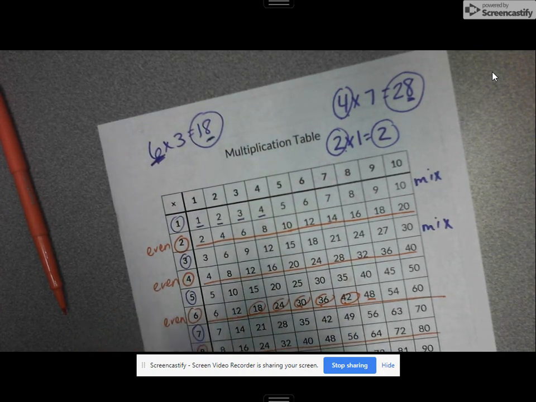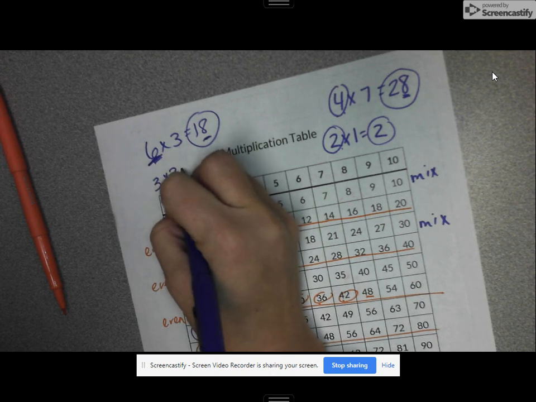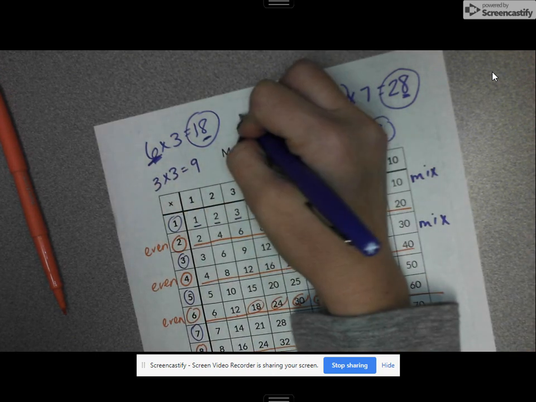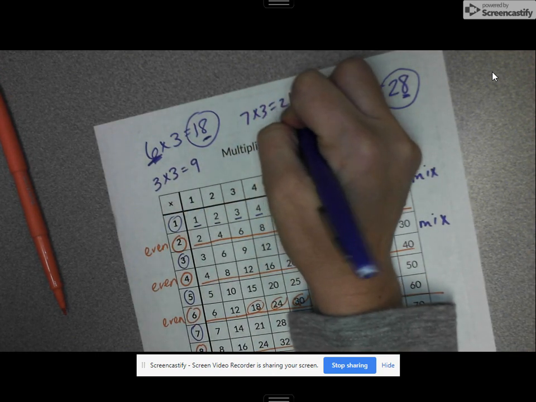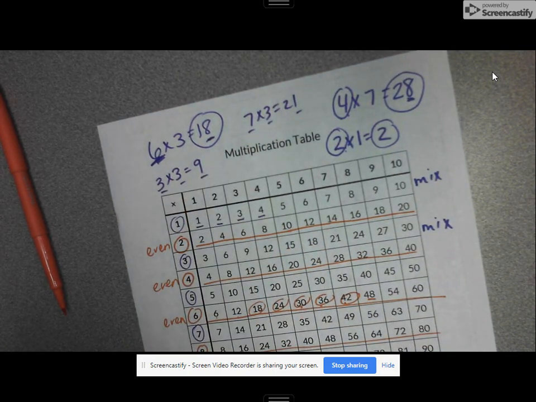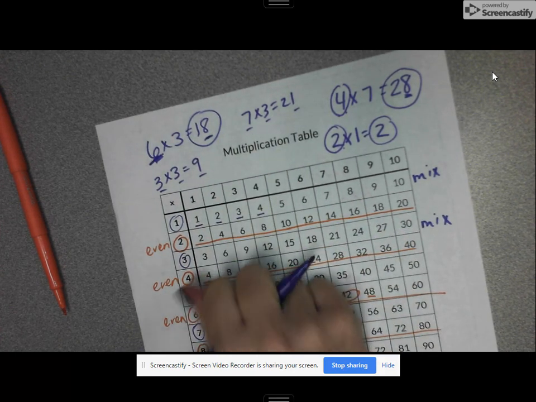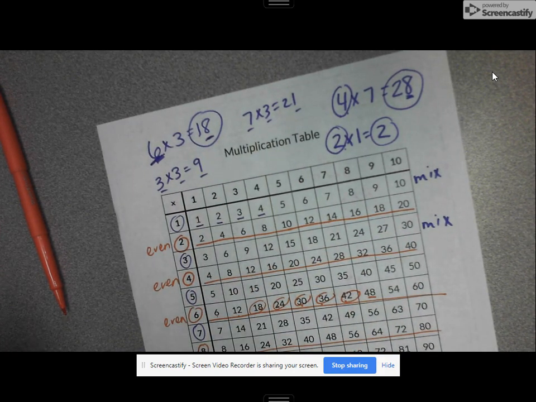The only time you'll ever get an odd product is if you're doing an odd times an odd, like 3 times 3 is 9. 7 times 3, 21. Odd, odd, odd. Otherwise, if you have an even number as one of your factors, which is just one of the numbers we're multiplying by, you're going to end up with even.